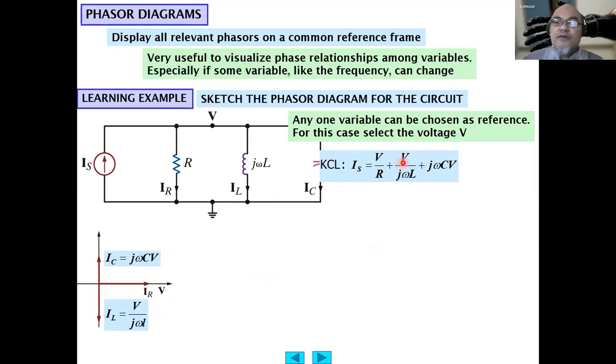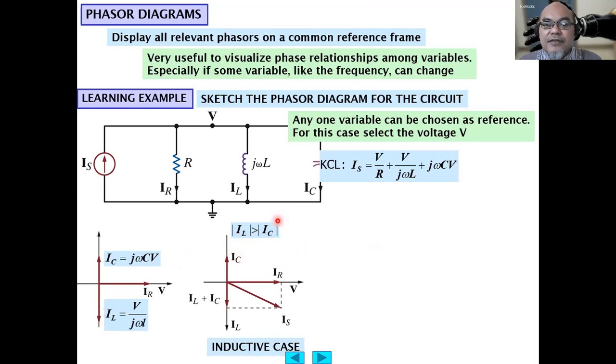The current flowing through the inductance, IL, equals the voltage divided by J omega L. The J is in the denominator, which basically means that the phase is subtracted. So IL is lagging the voltage by 90 degrees. So we draw the IL towards the negative J direction. Okay.